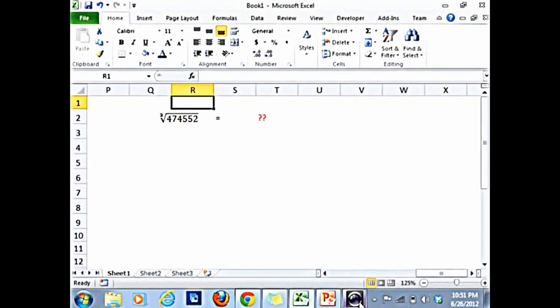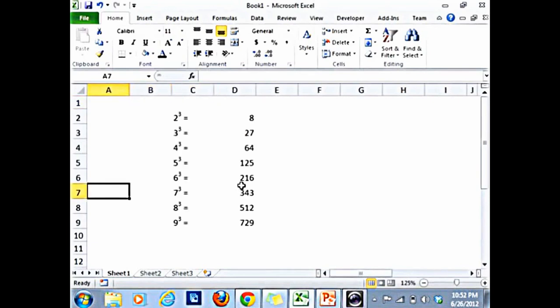Hi everyone, in this tutorial I will show you how to get the cube root of a large number without using a calculator. For example, I have 474552 and I want to get the cube root of this number. Before going further, we first have to look at the table of cubes for numbers from 2 to 9.